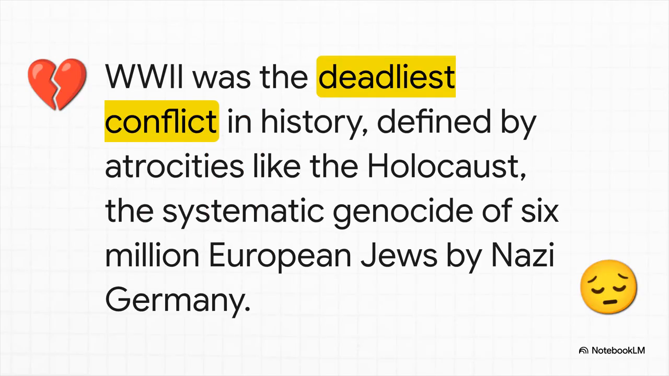But this war was different. It was even more total, and it was driven by ideologies of hate. It was defined by mass atrocities against civilians on an unimaginable scale. And at the dark heart of it all was the Holocaust, the systematic industrial-scale genocide of 6 million Jewish people. And we have to be clear, this wasn't just some tragic side effect of the war. For the Nazis, it was a central goal of the war.